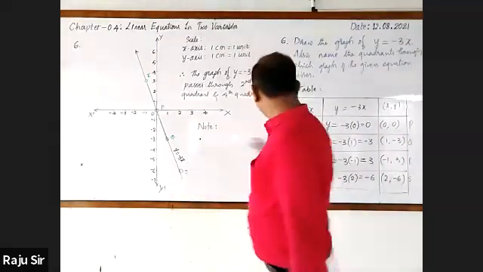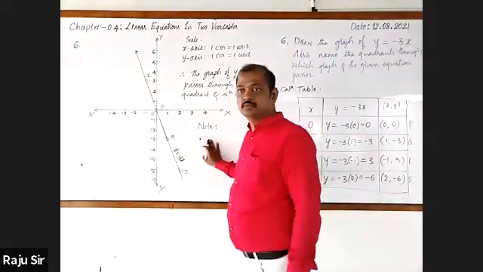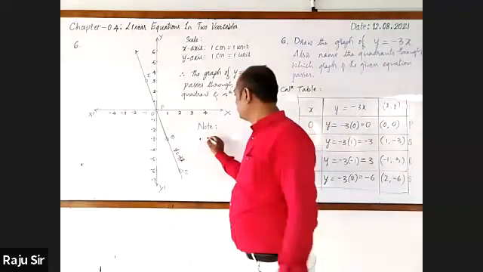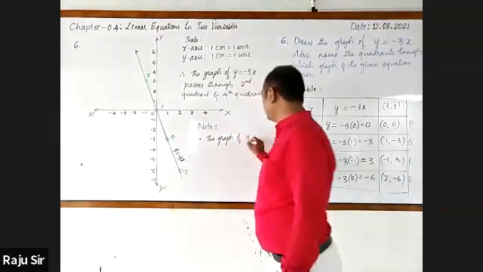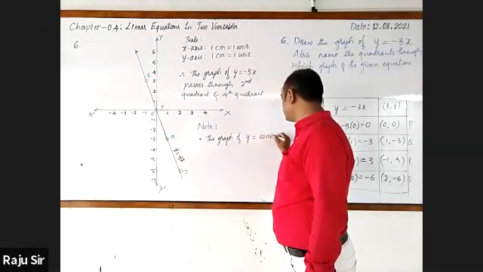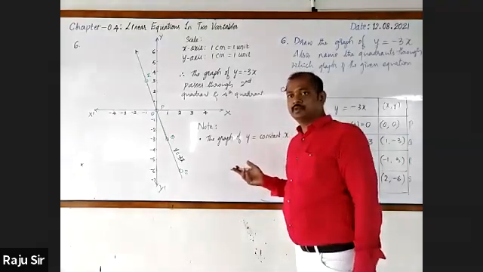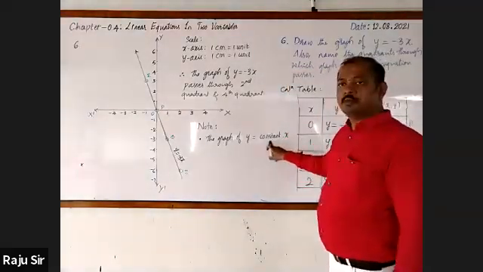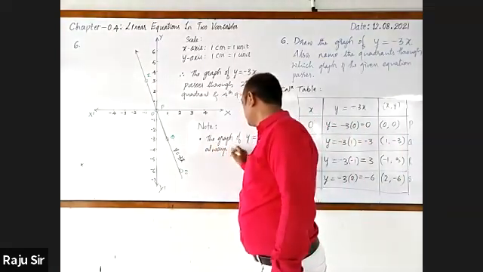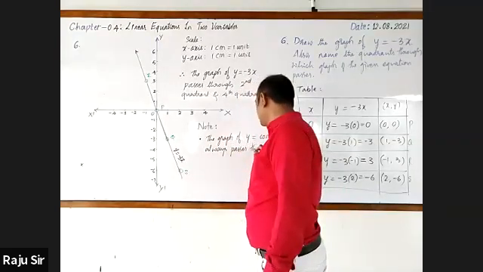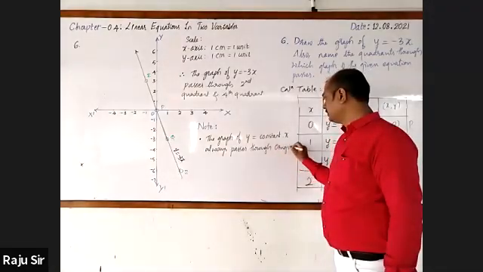Below the table in the graph book, this information comes as a note. First point: the graph of y equal to constant into x, or you can also write kx, always passes through the origin.